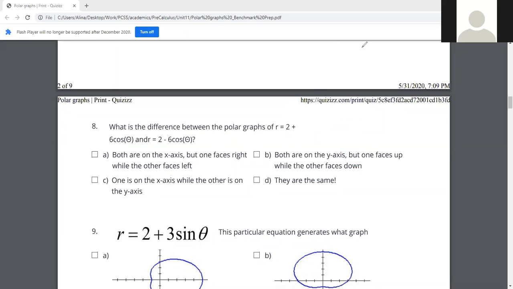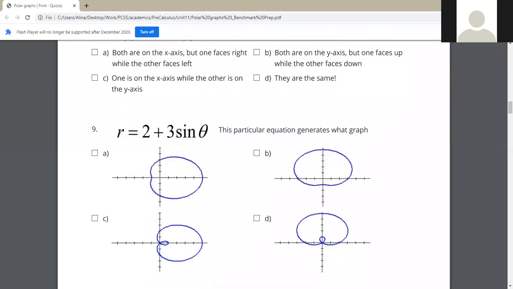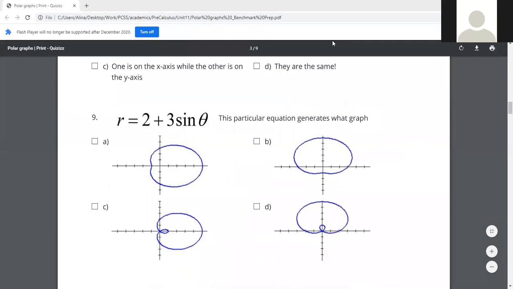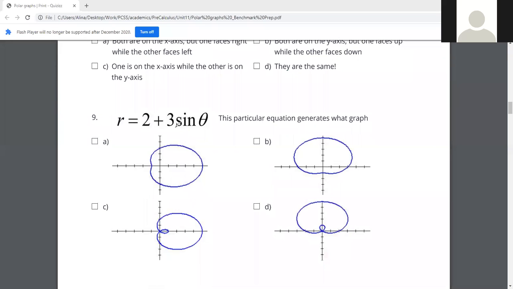Okay, next question. 9. What is the graph? 2 plus 3 sine theta. Remember that we discussed b plus a sine theta. I want to go over it one more time. I know we discussed this already, but if a is more than b, it's a limaçon with an inner loop.